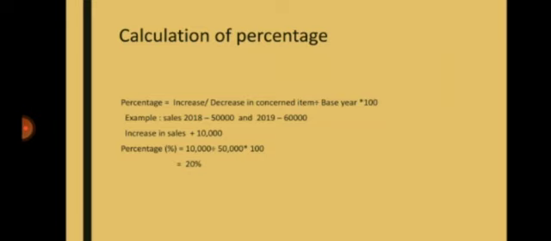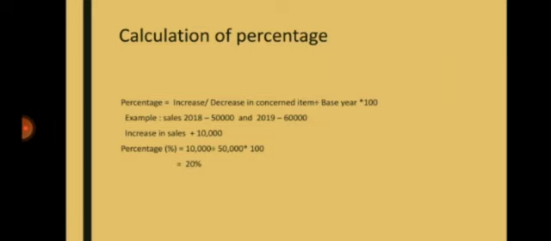Okay. Now for example, say sales for 2018 is 50,000 and sales for 2019 is 60,000. So how much is the difference in these two amounts? As compared to 2018, sales of 2019 have increased by how much? 10,000. So this 10,000 we have to convert into percentage. And what is the formula of percentage? Increase in the concerned item. Now here the concerned item is what? Increase in sales, divided by base year sales.